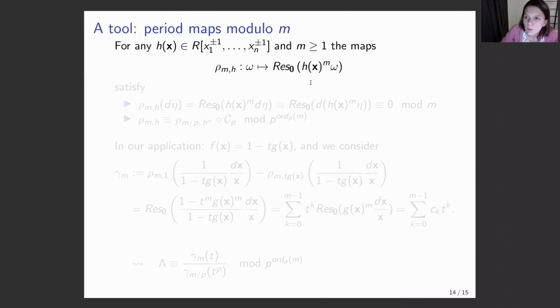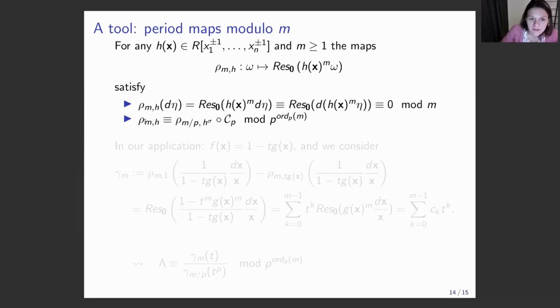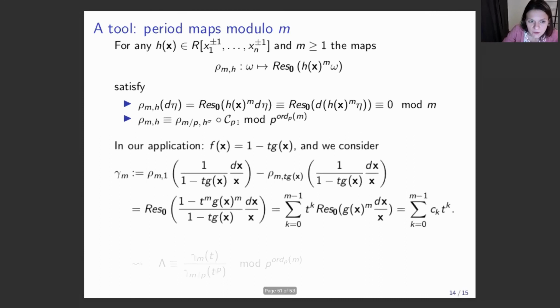Firstly, we destroyed the property of being 0 on exact forms, because when omega is exact, then some polynomial times omega is not necessarily exact. But apparently this property is preserved modulo m by an elementary reason. Suppose you apply this map to some d eta, an exact form. Then H to the m d eta is the same as d of H to the m eta modulo m. By this reason, if you consider this map modulo m, it still vanishes on exact forms. So we call such things period maps modulo m. Another property is, again, some invariance under the Cartier operation, which is not hard to show. And now for our application to Dwork's congruences, we do the following.